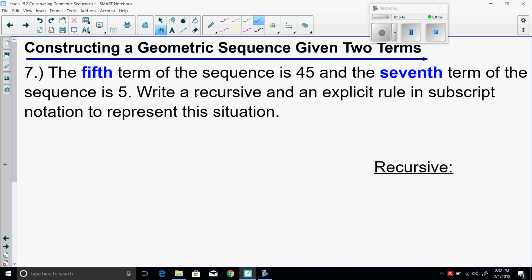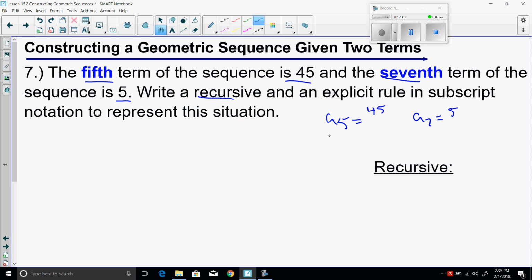Now, this is going to take a little bit of time to explain. It says the fifth term of the sequence is 45. So I'm just going to write that down: a sub 5 is equal to 45. Then it says the seventh term of the sequence is 5. I'm going to write that down: a sub 7 is equal to 5. It says write a recursive and an explicit rule in subscript notation to represent this situation.